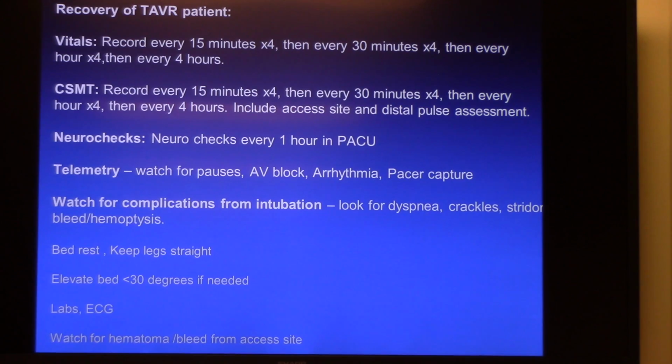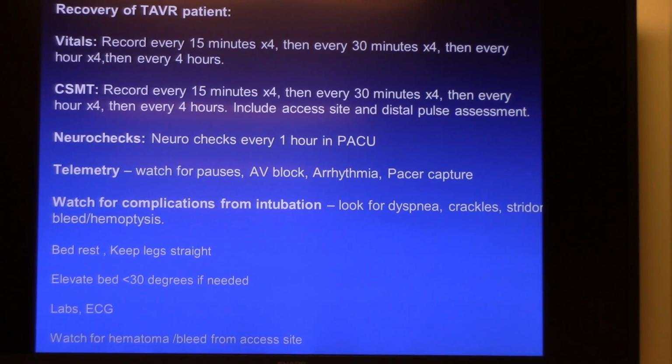So general recovery of TAVR patient. Head to toe exam, review vitals, vitals every 15 minutes for about 4 times, and then every 30 minutes next 4 times. Neuro checks, telemetry, what you're looking for are pauses, AV blocks, arrhythmias, and pacer capture. A significant pause is more than 3 seconds in sinus rhythm, and more than 5 seconds in atrial fibrillation.